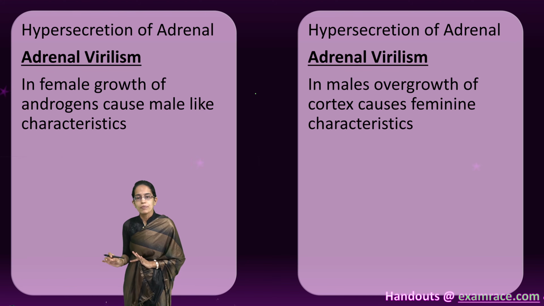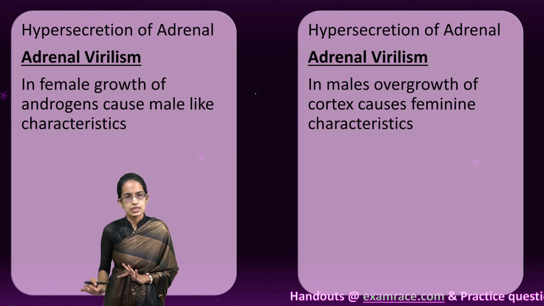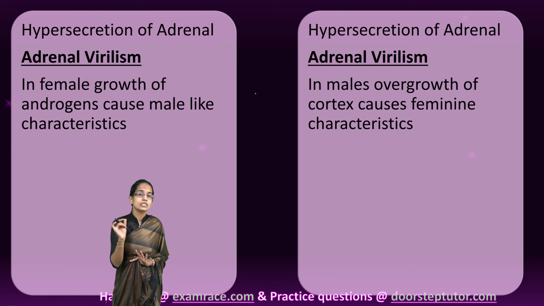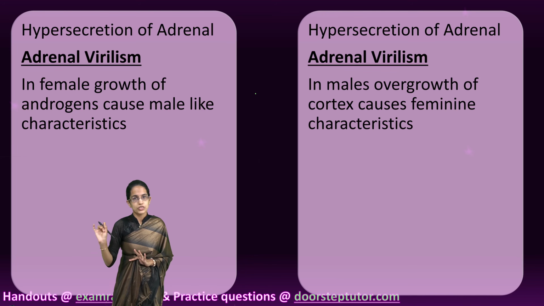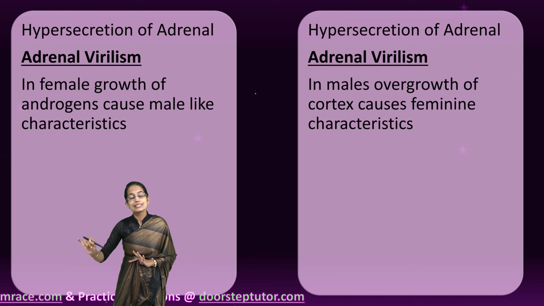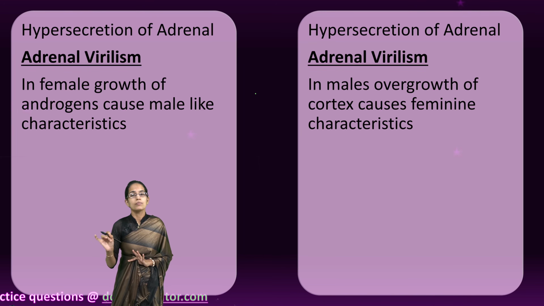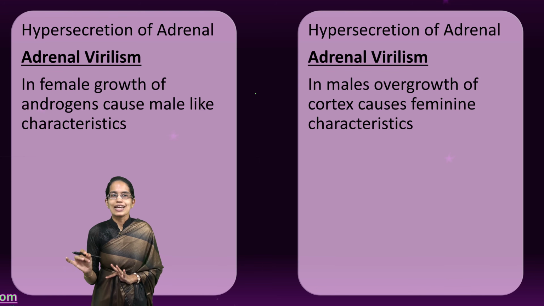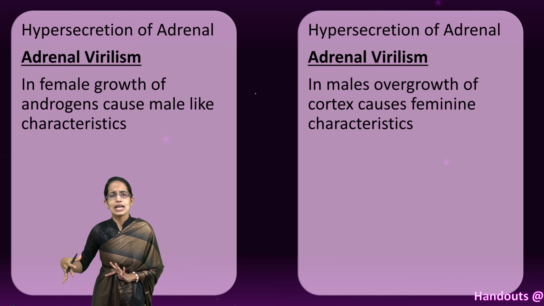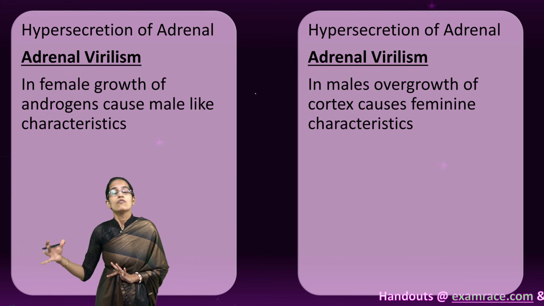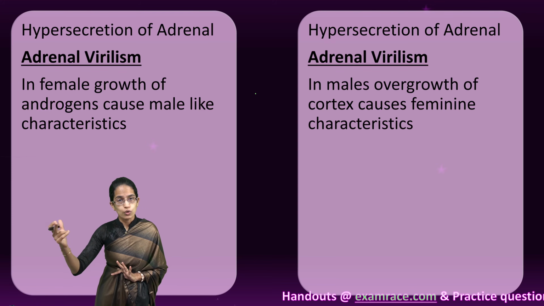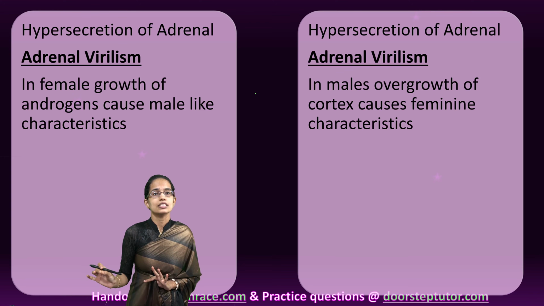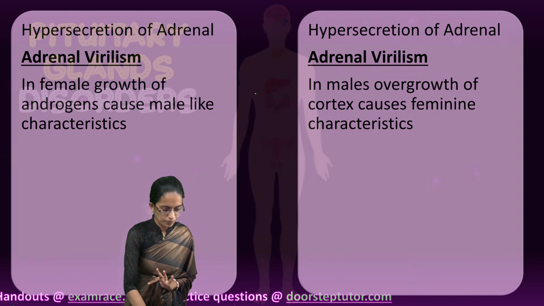Hypersecretion. Two important diseases, adrenal virilism and Cushing syndrome. Cushing syndrome is important because it is due to long-term use of steroids, caused by excessive glucocorticoids in the body. A major characteristic is thin legs and thin hands with higher levels of glucose and a moon-shaped face. Those are the classic characteristics of Cushing syndrome.